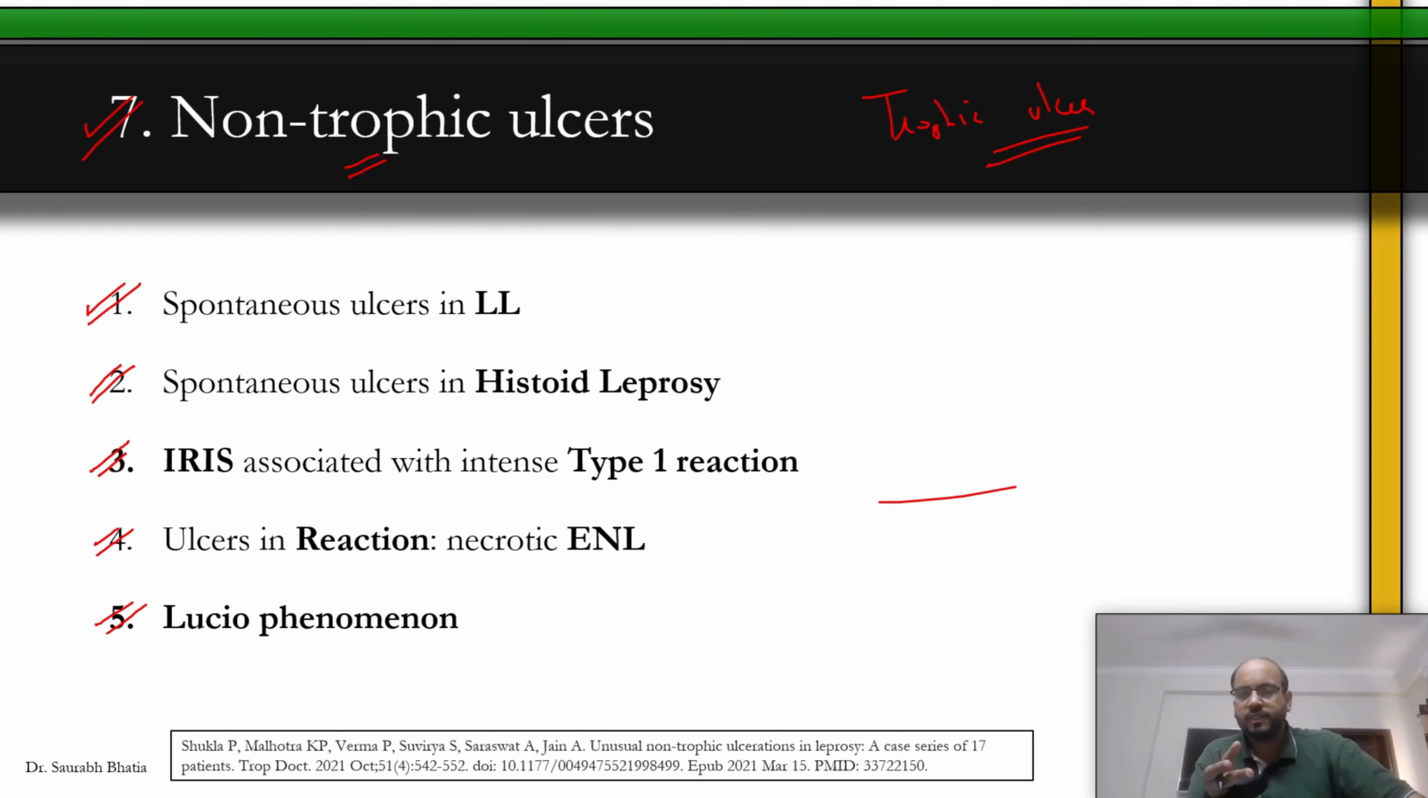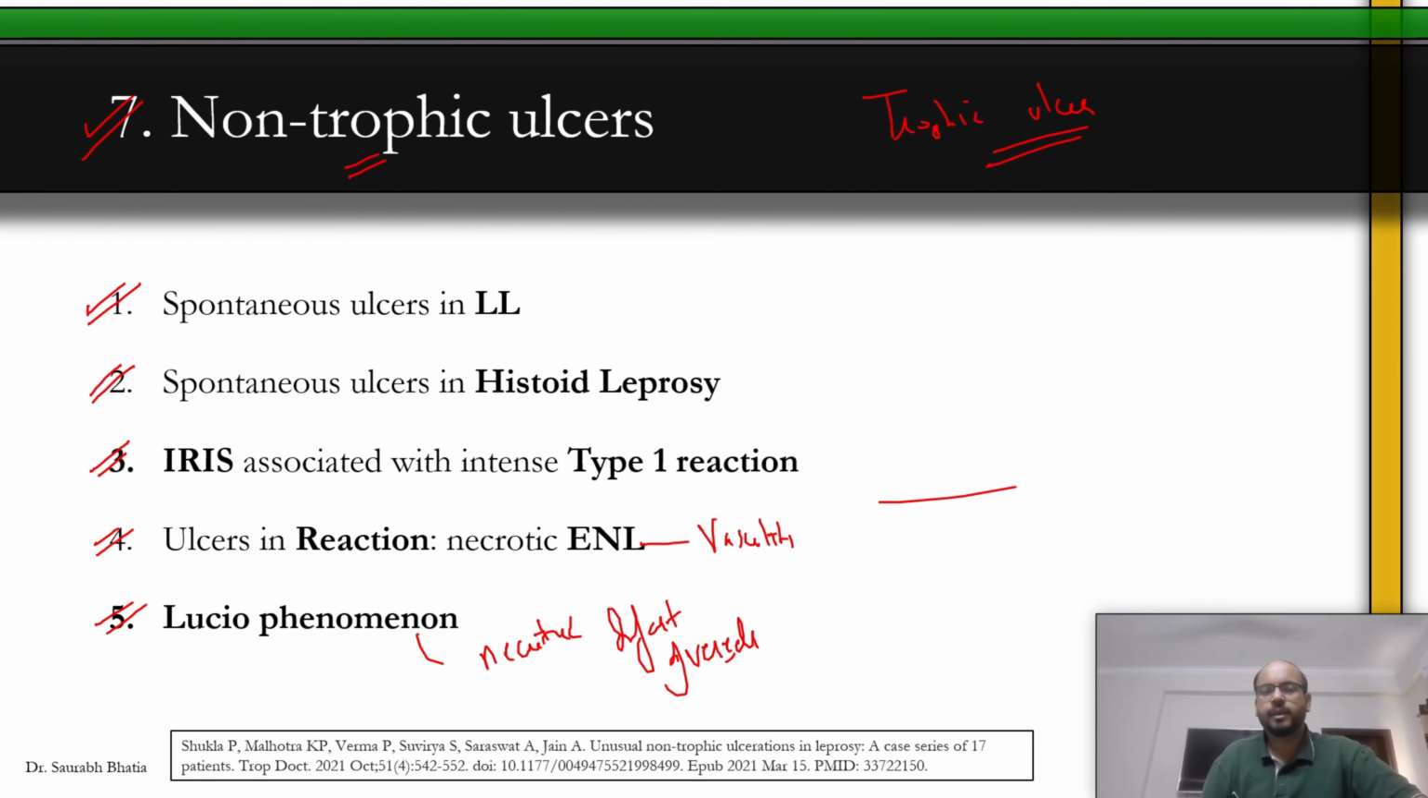It is not an exhaustive list. You can have one or two more reasons. These are the reasons in which leprosy can present with ulcers. Clear? So these are all non-trophic ulcers. That means they are not because of nerve involvement. They have a separate pathomechanism. For example, in Lucio phenomena, you have the necrotic infarct of vessels. In ENL, you have vasculitis. In IRIS associated, you have increased immune reaction because of reconstitution syndrome.